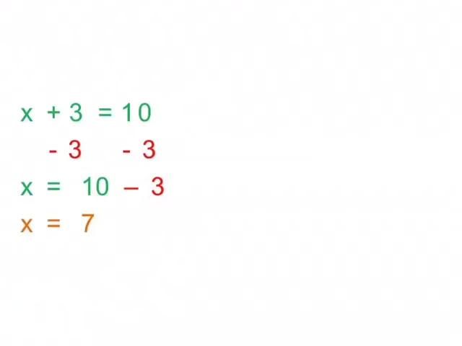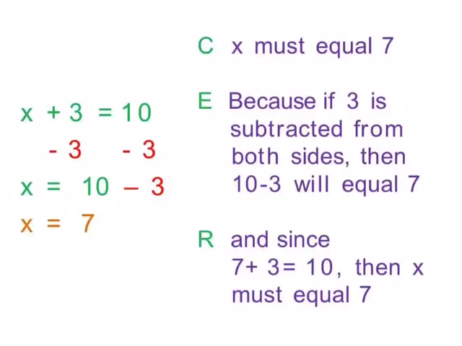But there is another way. We can also resort to words to explain our reasoning for why x would equal 7. For example, we could say x must equal 7, because if 3 is subtracted from both sides, then 10 minus 3 would equal 7. And since 7 plus 3 equals 10, in other words, by checking our work, we find that 7 plus 3 equals 10, then x must equal 7. And as you can see in this very simple explanation, CER is employed to provide the line of reasoning that argues for the correct answer.